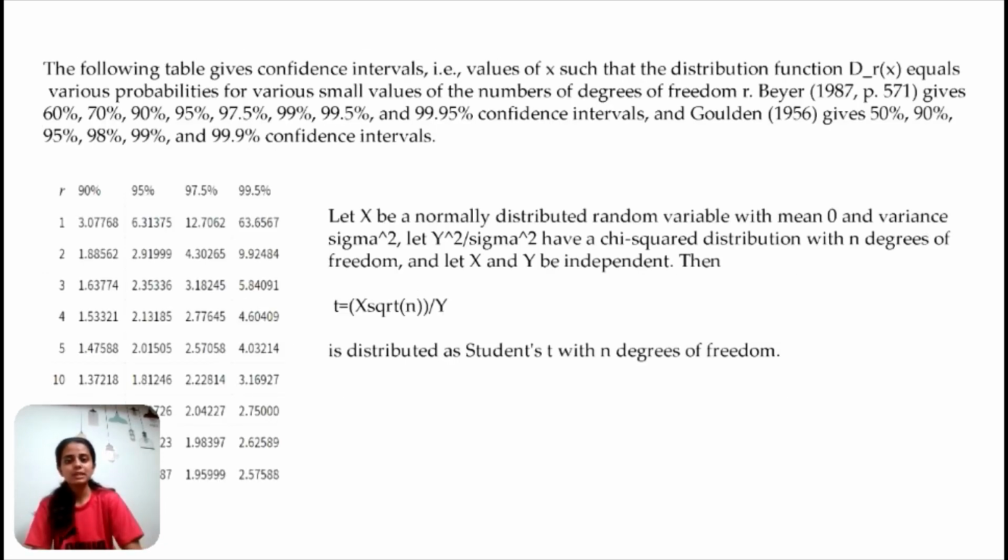Next, the following table gives confidence intervals, that is, values of x, such as the distribution function F of x equals various probabilities, for various small values of the number of degrees of freedom. Let x be a normally distributed random variable with mean 0 and variance sigma squared. Let y over sigma squared have the chi-squared distribution with n degrees of freedom, and let x and y be independent. Then t equals x times square root of n by y is distributed as student's t with n degrees of freedom.